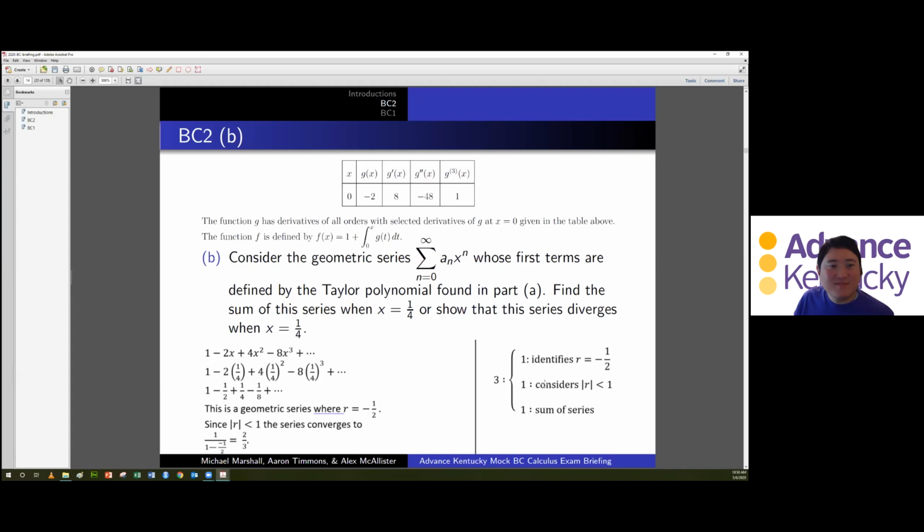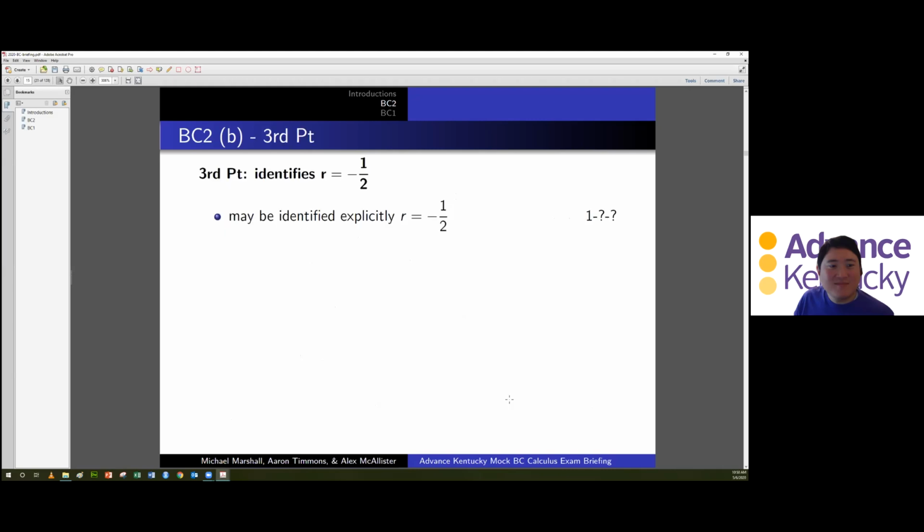So we frame that in terms of considering that the absolute value of r is less than 1. And then the last part, right, it does converge. We ask them to find the sum of the series. So that's what that fifth point is for, or the third in this part is the sum of the series. Okay, so let's break those down a little bit more.